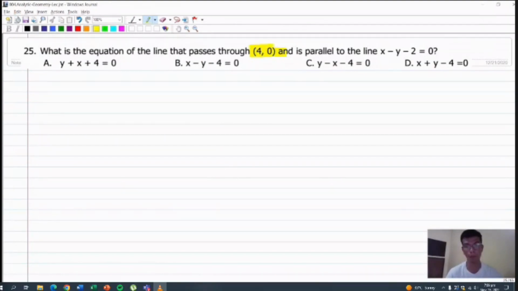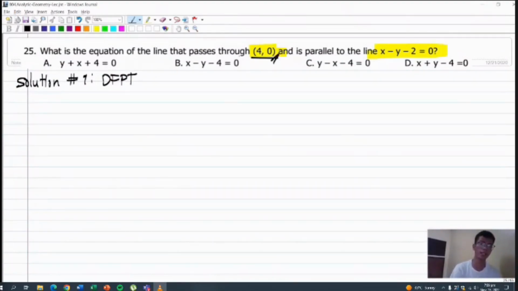So dahil 1 point pa lang ang given, pero meron naman given na line dito, baka pwede tayong makakita ng slope na manggagaling dito sa line na to. Kaya magkakaroon tayo ng point and slope, and that is point slope form. Pero syempre, the solution number 1 na pwede nyo gamitin is, again, the DF passing through. Because the answer must be passing through the point 4, 0. Substitute nyo yung x and y as 4 and 0.